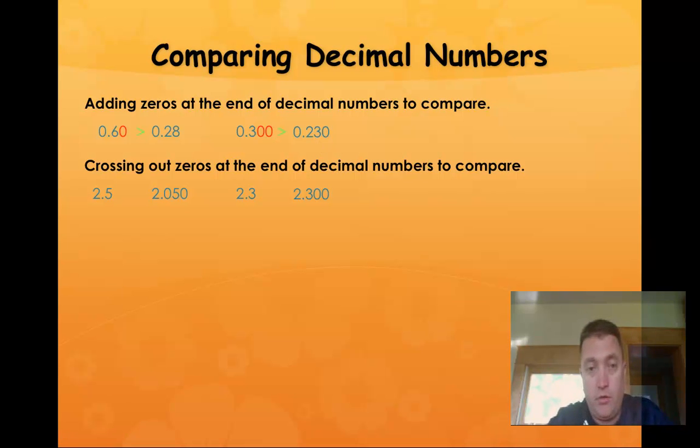Another trick we can do is we can actually cross out zeros at the end of decimal numbers to compare. Again, it has to be decimal side. Don't do this on whole number side because that's going to mess everything up. We don't need that, okay?